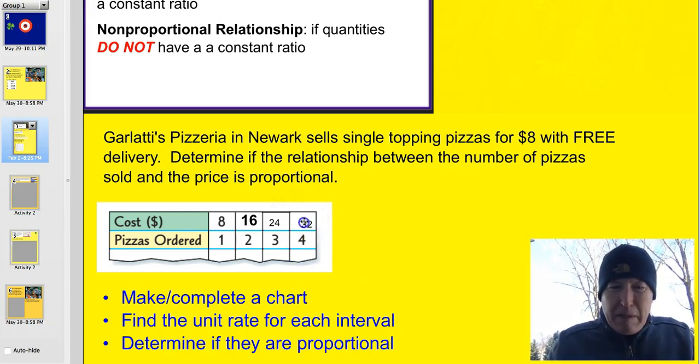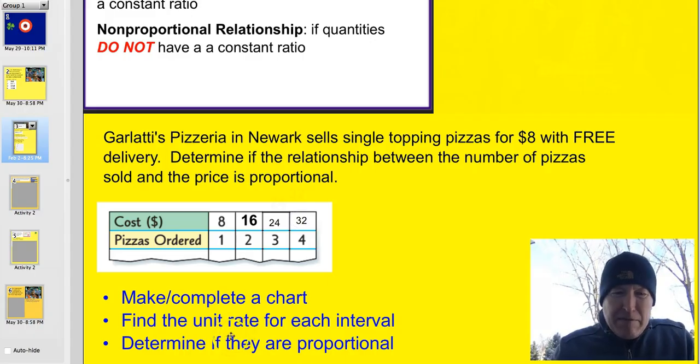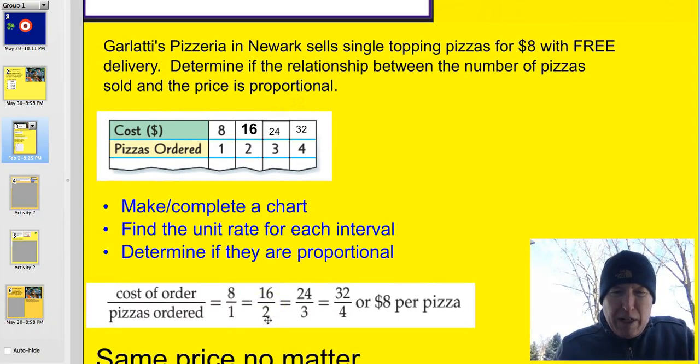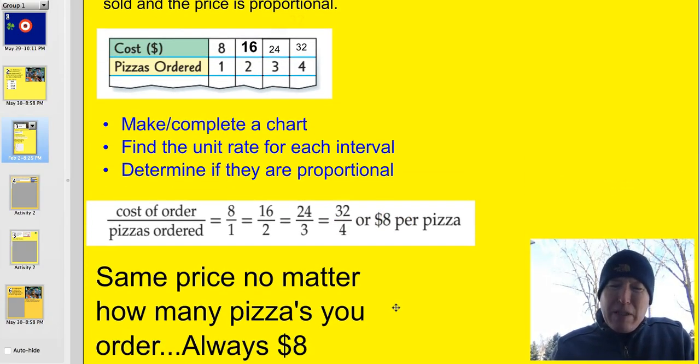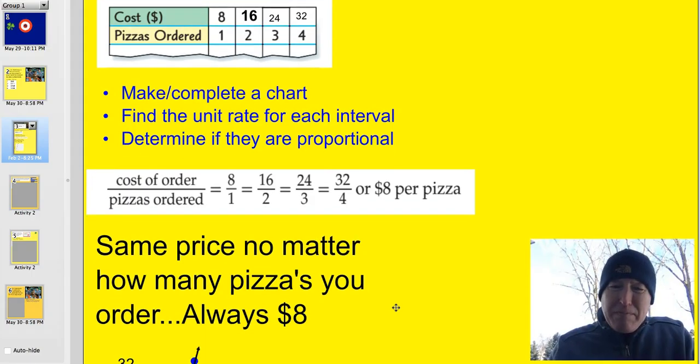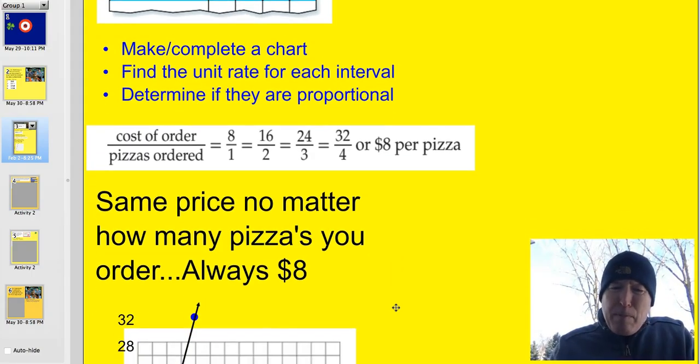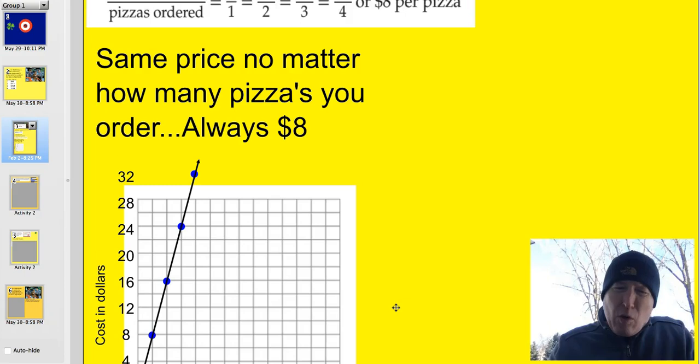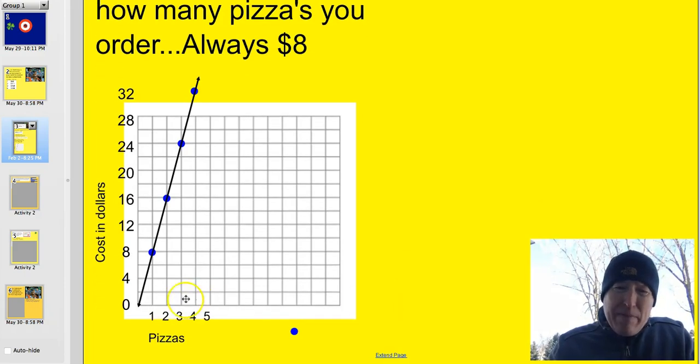All right. Let's see. Next, find the unit rate or interval for each. Well, if I think about the cost of the pizzas divided by the pizzas ordered, 8 divided by 1 is 8. 16 divided by 2 is 8. 24 divided by 3 is 8. And 32 divided by 4 is 8. It's $8 a pizza. It's the same price no matter how many pizzas you order. It's always $8. So this is proportional.